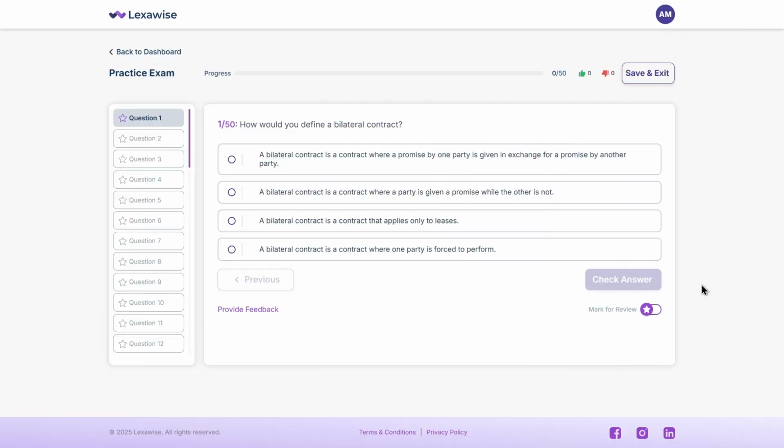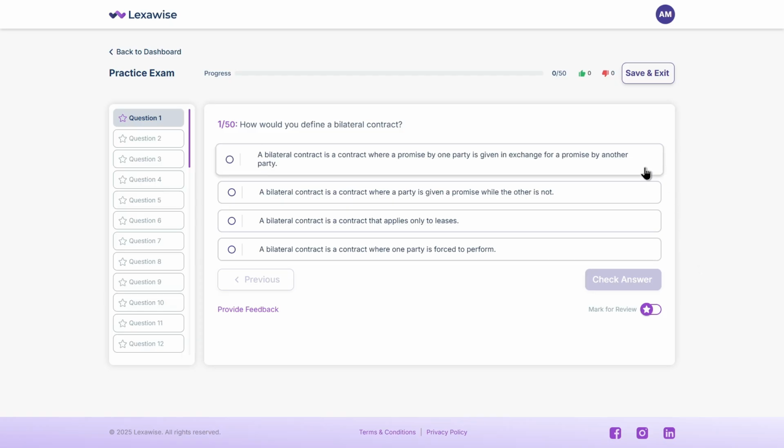The system is very easy. We will read aloud each question with its respective options and let you think for a moment. Afterward, we'll reveal the right answer and break down why it's correct in just a few seconds. Let's get started. How would you define a bilateral contract?